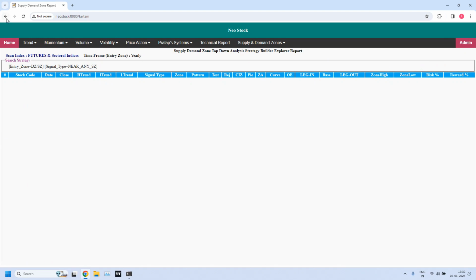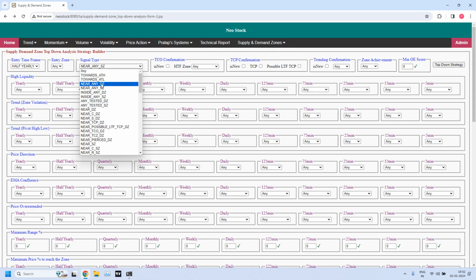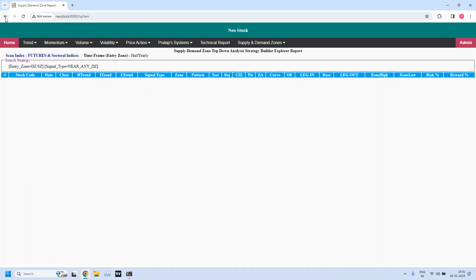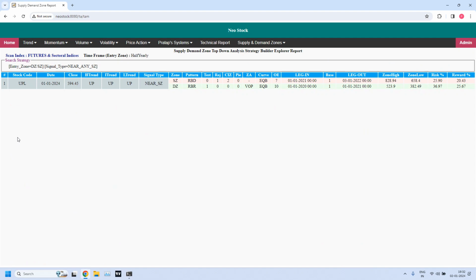No stocks are there. And half yearly time frame, let us find the stocks near half yearly demand zone. No stocks are there. For half yearly time frame, let us find the stocks near half yearly supply zone. So only one stock is there.